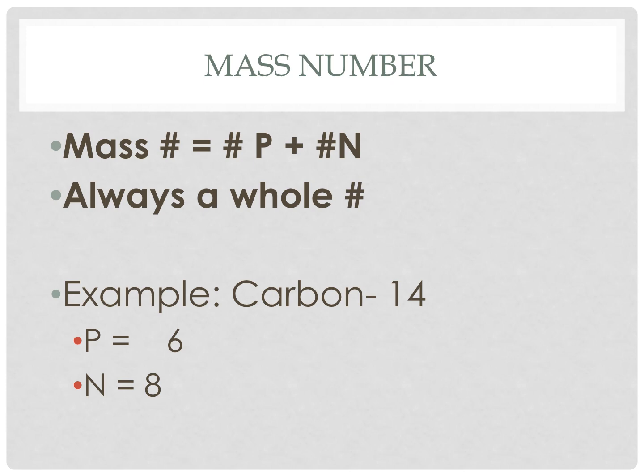Can you have half of a proton or half of a neutron? No. Since a proton is 1 AMU and a neutron is 1 AMU, those are whole numbers, so your mass number has to be a whole number. All right, so how this works in the real world, go ahead and take a look at the masses on the periodic table.